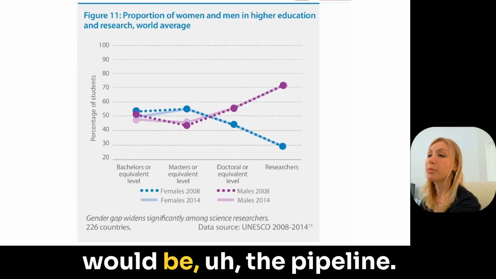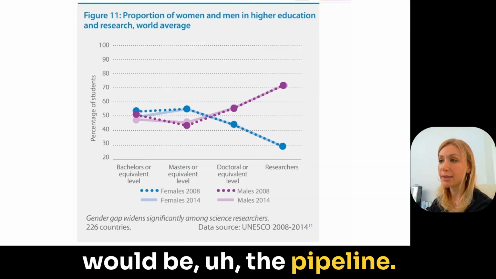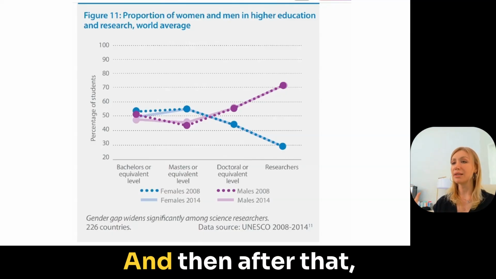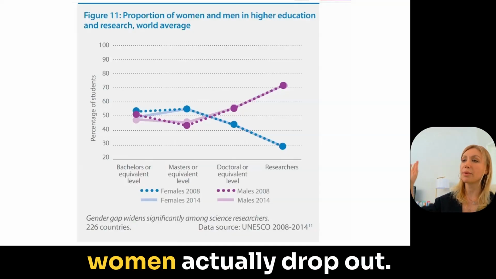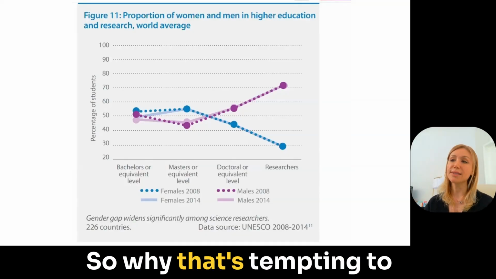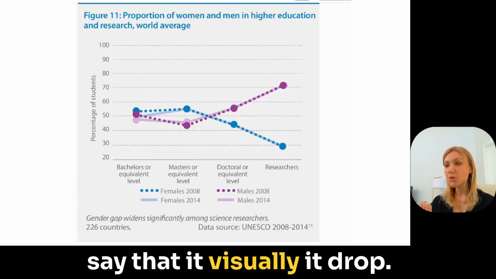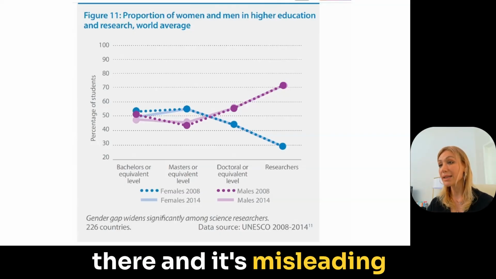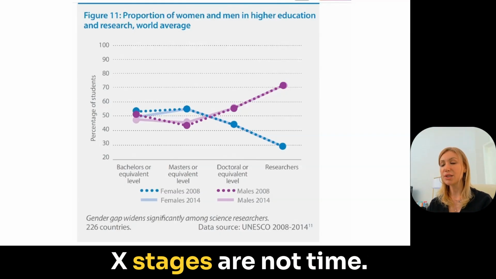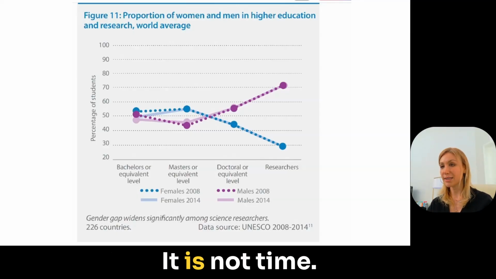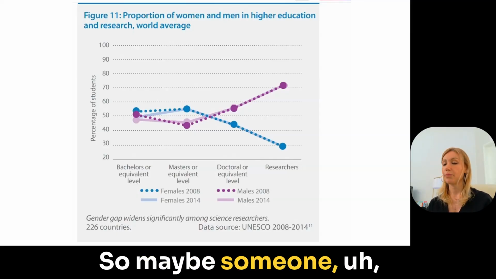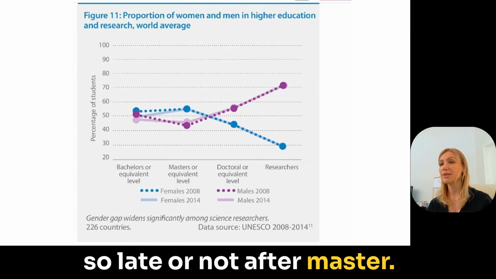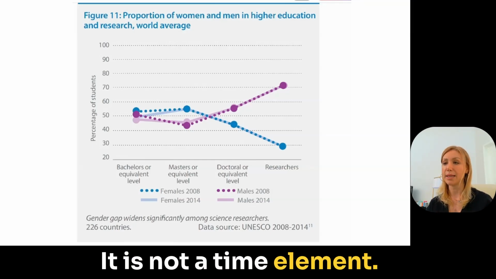Another misconception would be the pipeline leaks at the PhD level. That's where the leaking happens, and then after that, at the research level, women actually drop out. So why is it tempting to say that? We see the drop appears there, and it's misleading because, first of all, the x-axis stages are not timed, right? It is not timed. So maybe someone starts the doctoral level so late, or not right after master's. Yeah, it is not a time element, right?